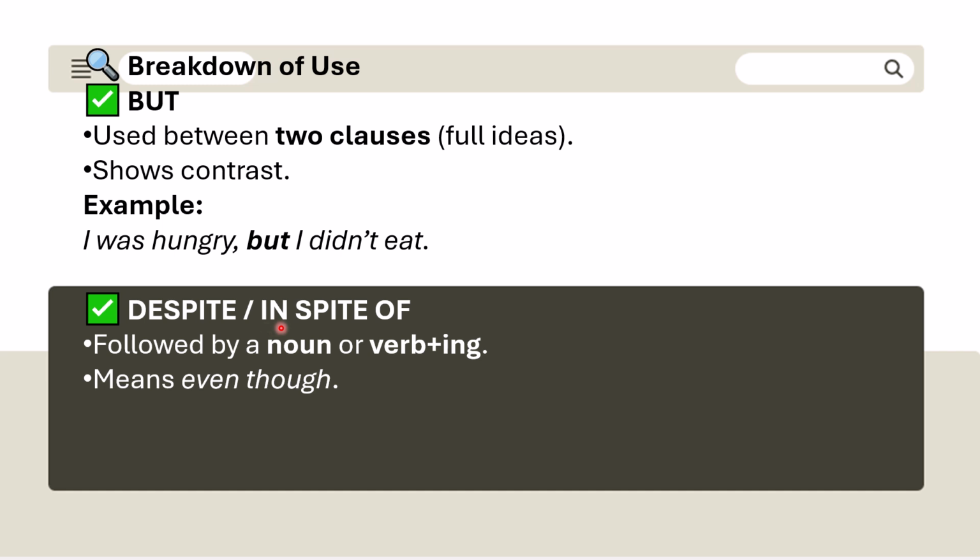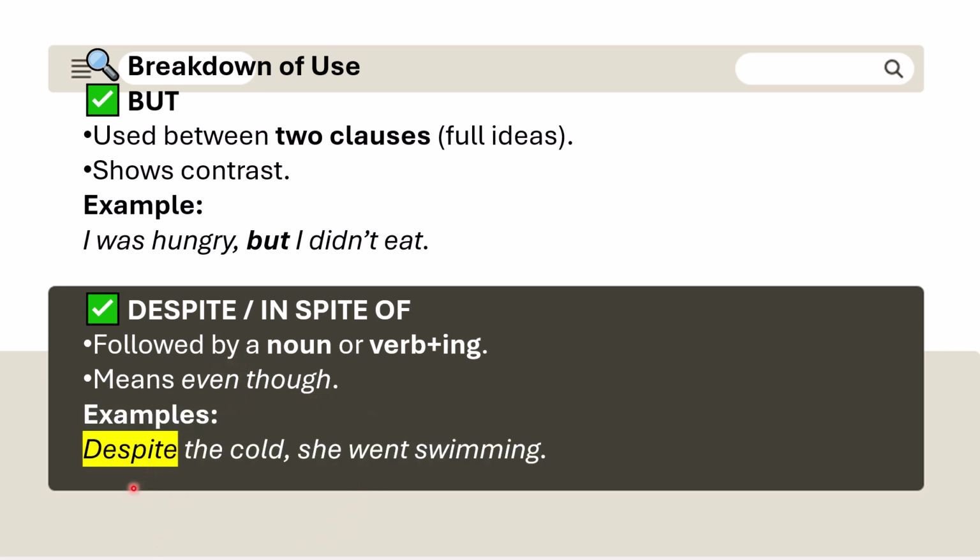Next, the adverbial here is despite or in spite of. It is followed by a noun or a verb ending in ing form. Means even though. Example, despite the cold, she went swimming. It was cold outside, but still she went swimming. So again it is showing the differences. In spite of being tired, he stayed awake. So he's tired, but still he is not sleeping, he is awake. So in spite of being tired, he stayed awake. He did not sleep.